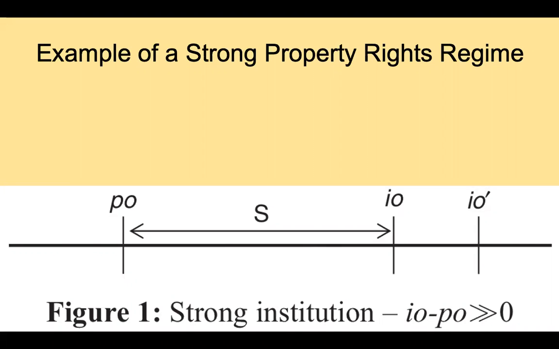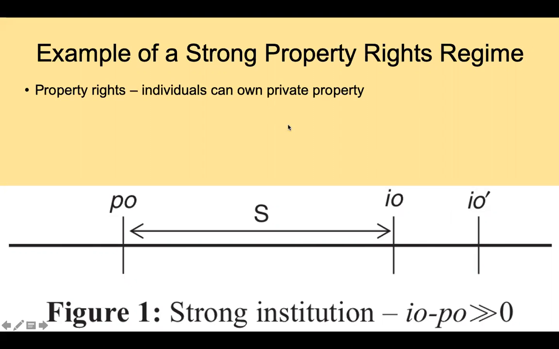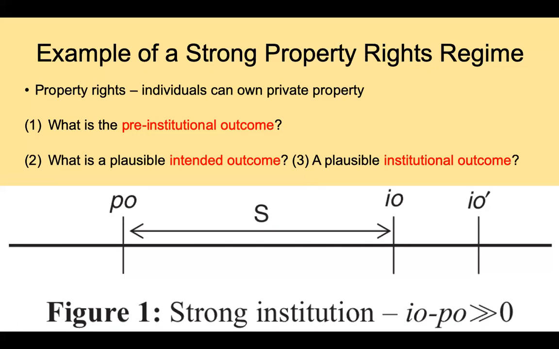In this way, you can think of the very simple change that occurs when you impose that institution of property rights. And you can think about what a strong institution would do or what it would accomplish if you begin with the objective of protecting property rights. And so, property rights, individuals can own private property. This is what we mean.